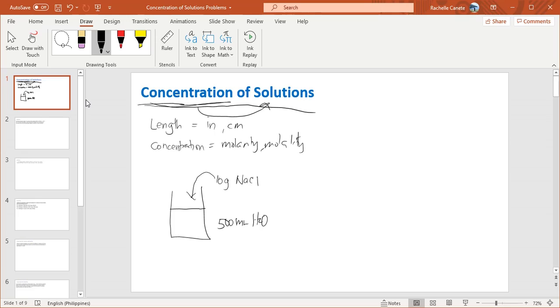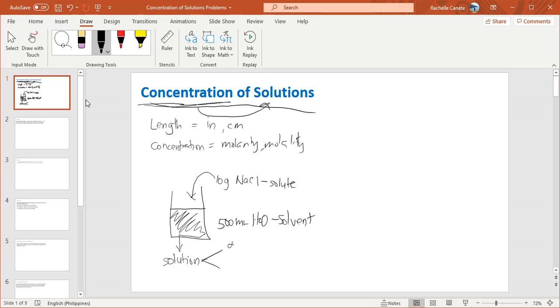So you don't see the salt anymore, but you know that this liquid inside the beaker is salty already because it's now called a salt solution. So this one is called a solution. A solution is where there is a solute and there's a solvent. The solute is the substance that you dissolve, so the salt is the solute. And the substance that dissolves the solute is called the solvent. When you have a solute and a solvent, you form a solution. Okay?